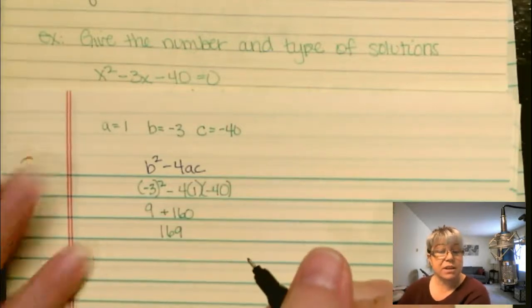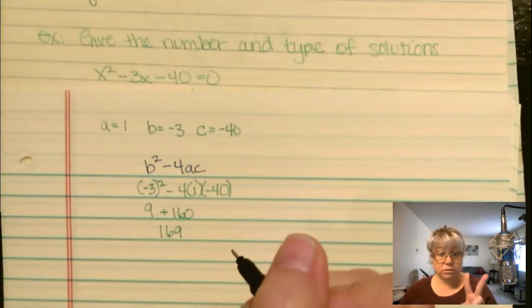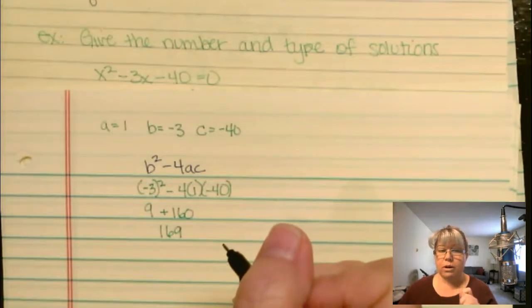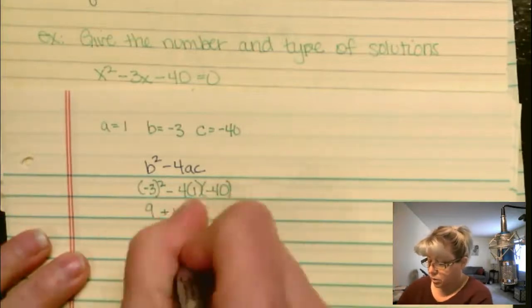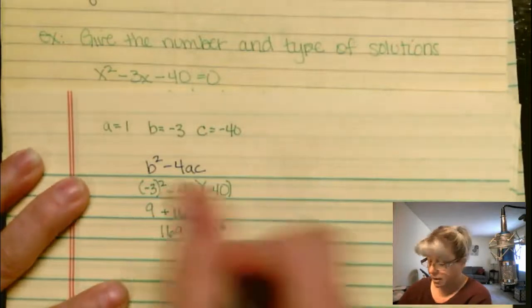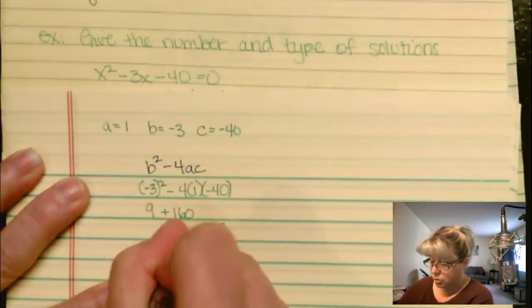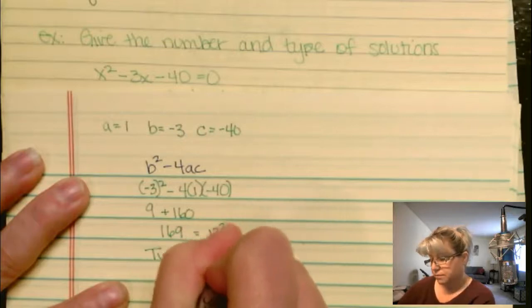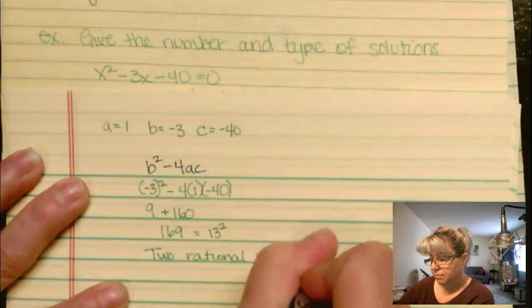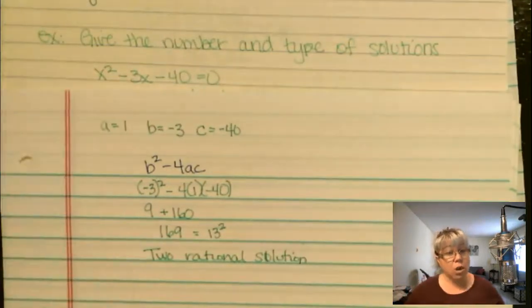Good news is it's a positive number, so we have two choices here. One, is 169 a perfect square, or is 169 not a perfect square? Well, 169 can be written as 13 squared, so it is a perfect square. Therefore, we know we have two rational solutions. We don't know what they are. We just know in the end, when we go through all of our process, we should have two rational solutions.